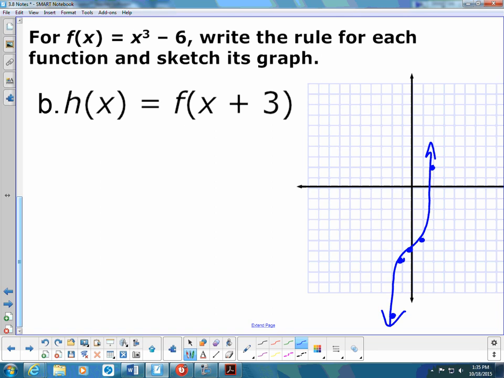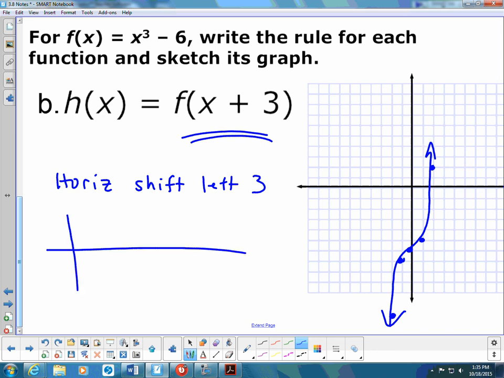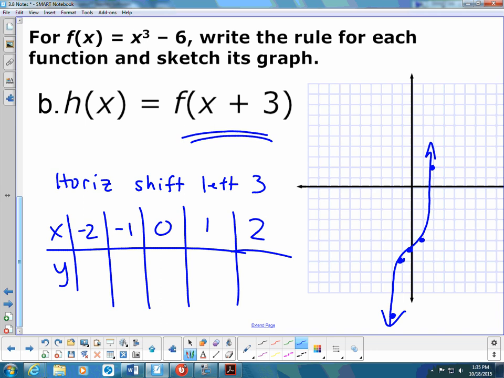But this time we want to do f of x plus 3. Since we're changing the f, we're changing the x by adding 3. This is going to be a horizontal change, and since the x is having 3 added to it, that's going to be a horizontal shift to the left 3 units. So this time, if we look at the ordered pairs for the parent function, it was -2, -1, 0, 1, and 2, and it was -14, -7, -6, -5, and 2.